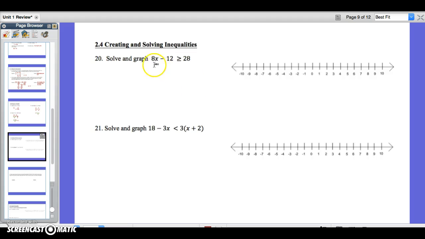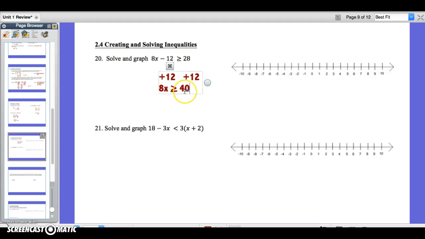So solve and graph. 8x minus 12 is greater than or equal to 28. So I'm going to add 12 to each side first because I'm trying to get the x term by itself, and I need to add 12 to both sides before I can talk about doing anything else. So that leaves me with 8x is greater than or equal to 40. I'm going to use my straight line tool. I can put in the equal to part right here. Very important that you keep your symbols correct. Okay, so 8x is greater than or equal to 40.